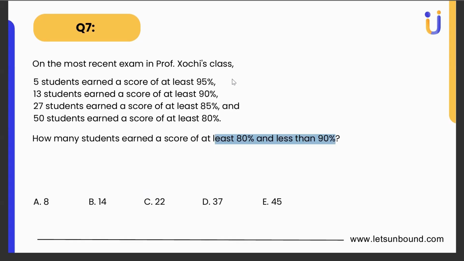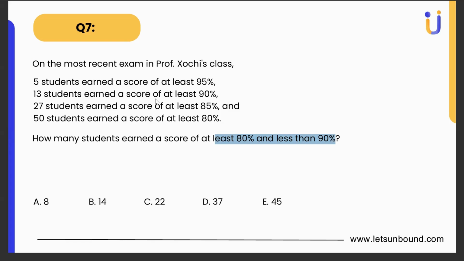Question number 7 says, on one of the most recent exams in Professor Kochi's class, 5 students earned a score of at least 95. 13 students earned a score of at least 90%. 27 students earned a score of at least 85%, and 50 students earned a score of at least 80%. How many students earned a score of at least 80% and less than 90%? Which means I want 80% or more but less than 90%.